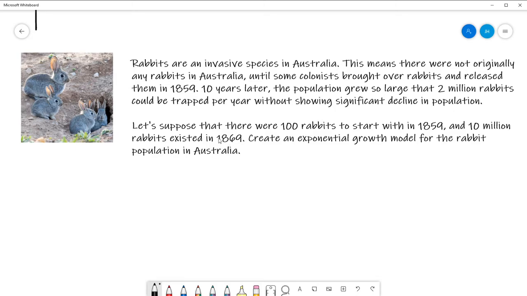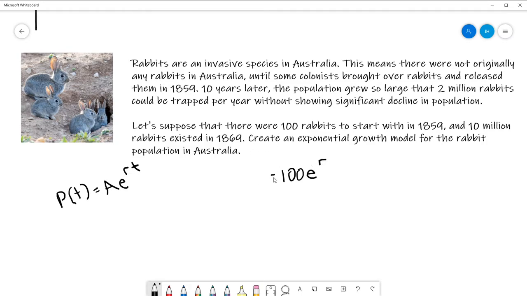To get started, let's look back at our exponential growth model. I'm going to use P of t this time because P represents population over time. So the population of rabbits over time would be equal to our starting value times e to the power of the growth rate times time, right? So let's use the data we were given and plug it into this function. The first thing we know is that we started with 100 rabbits, right? That's going to be our starting value. So we have 100 rabbits. The growth rate we do not know. That's something we're going to have to calculate.